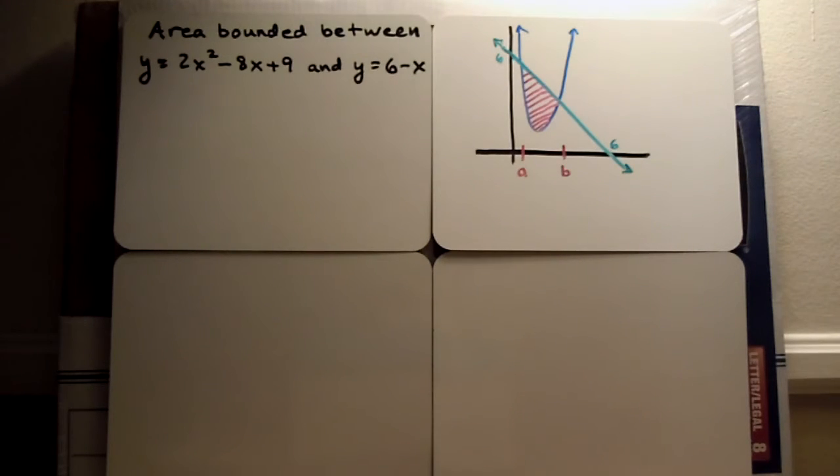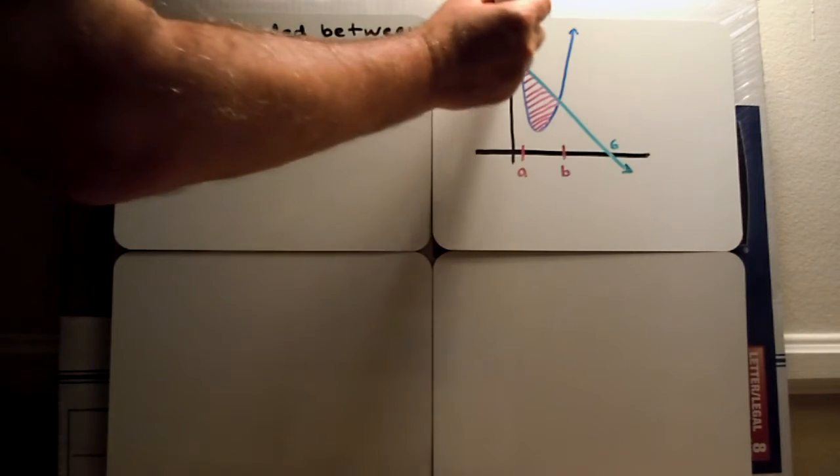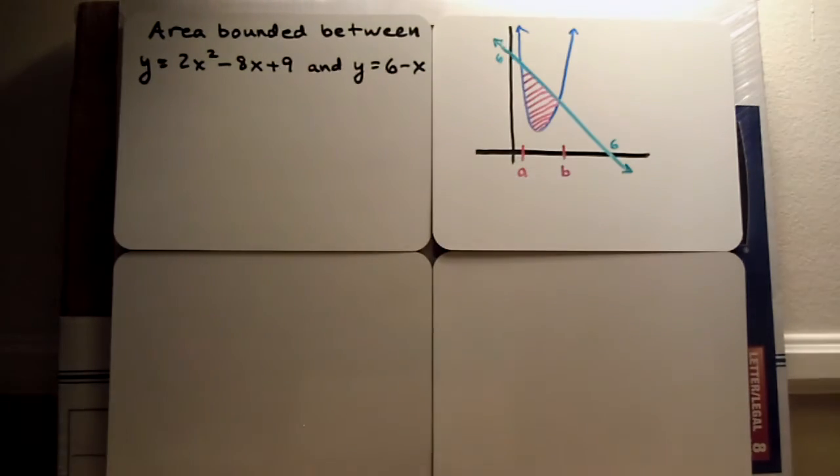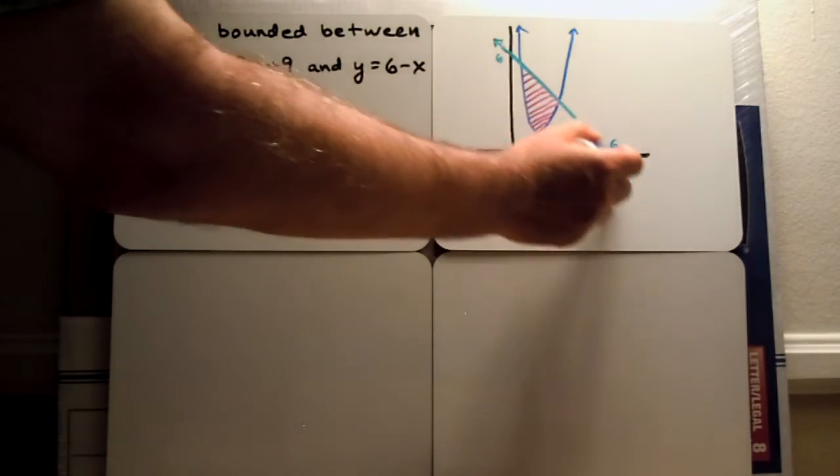In this video, we're finding the area between two functions. We have y equals 2x squared minus 8x plus 9, and y equals 6 minus x. Y equals 2x squared minus 8x plus 9 is a tight parabola opening upward. And then we have y equals 6 minus x, a line that has y and x intercepts of 6.